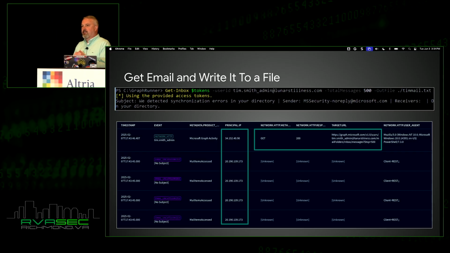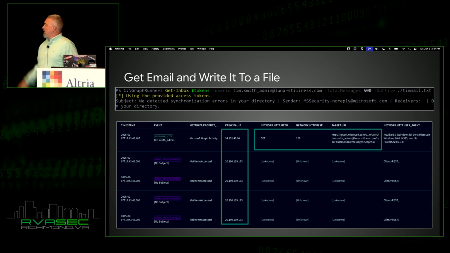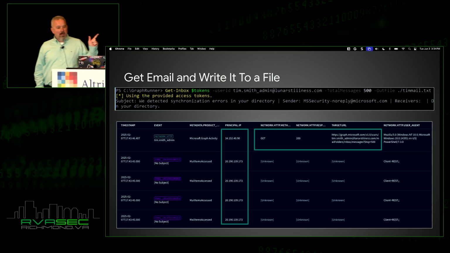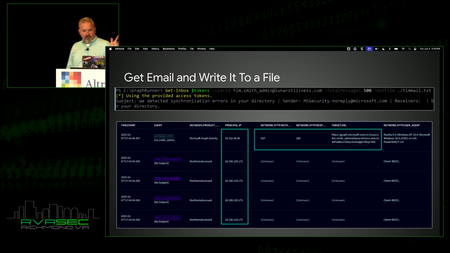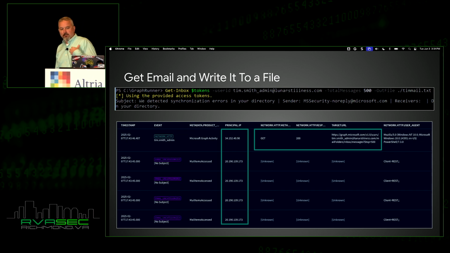Now, this is where it starts getting interesting, and this is where graph activity logs come into play to be really, really helpful. In my graph activity log, I get a GET. I get a 200. Good to know. I get the URL, which says user, my username, mail folders, inbox, messages, top equals 500. That's good information. I get my user agent string. I get an IP address. That IP address is my adversary IP address, okay?